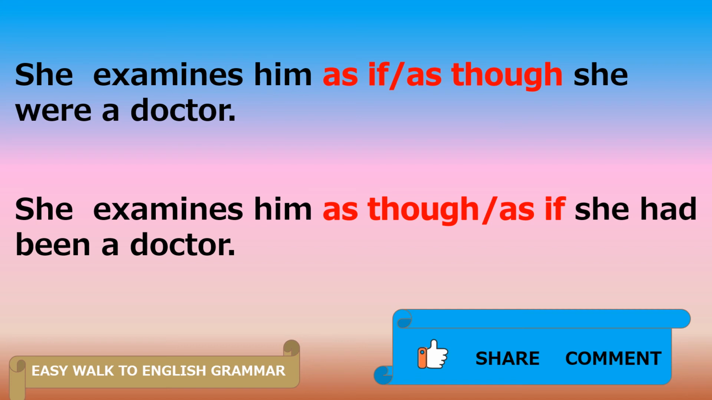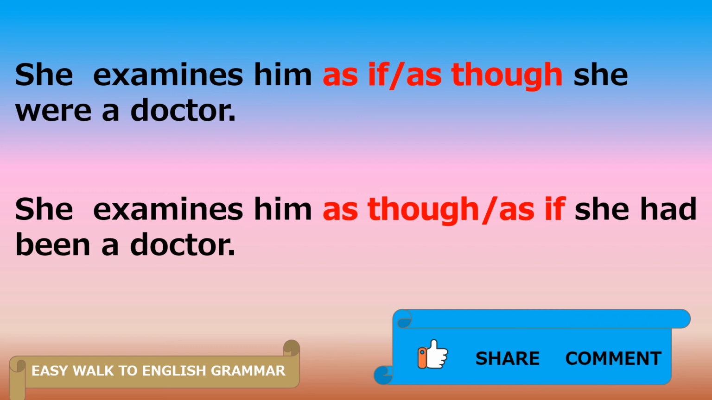Here, we can see that we have changed the previous past tense form of the verb examined to the present tense form of the verb examines. But the meaning has no change except that the action happens in the present time. In the second sentence, it's very clear that she is not a real doctor, she is pretending to be a doctor. When we use had been there, had been means the past perfect form of the verb. Past perfect tense we are using when we use had been.